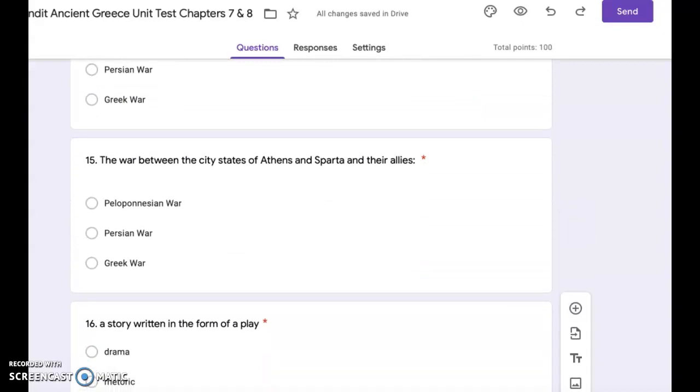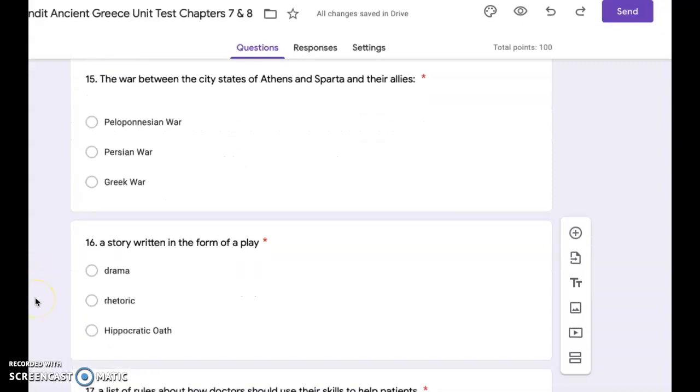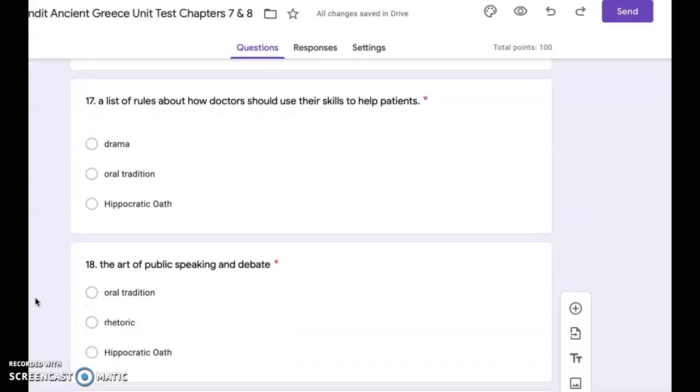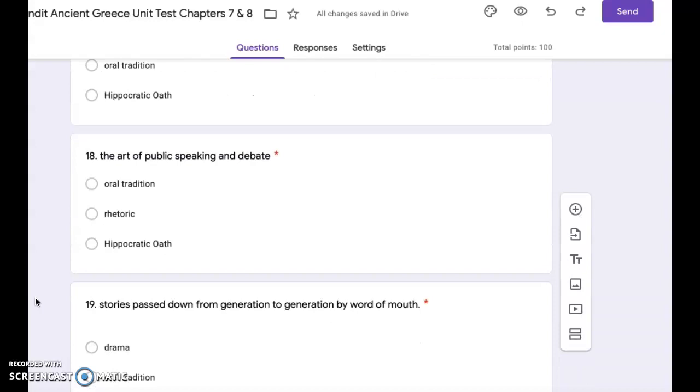Number 15. The war between the city-states of Athens and Sparta and their allies. Peloponnesian War, Persian War, or Greek War. 16. A story written in the form of a play. Drama, rhetoric, or Hippocratic oath. 17. A list of rules about how doctors should use their skills to help patients. Drama, oral tradition, or Hippocratic oath.